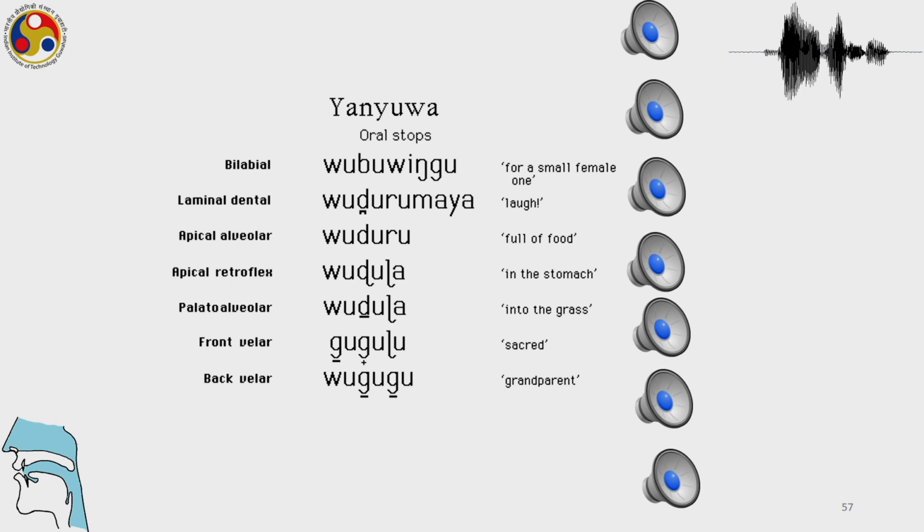So finally, that was the front velar, and this is the back velar. Now we can see that apart from glottals, pharyngeals, and uvulars, velars can also contrast in a language like Yan-Vuya. We can have a contrast between a front velar and a back velar.